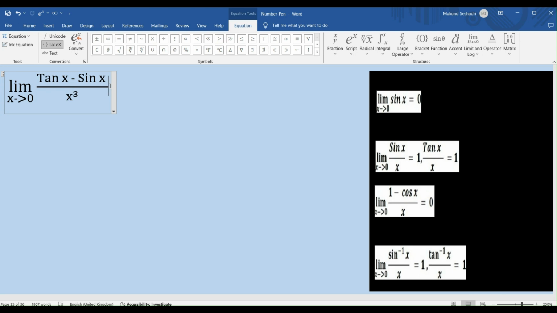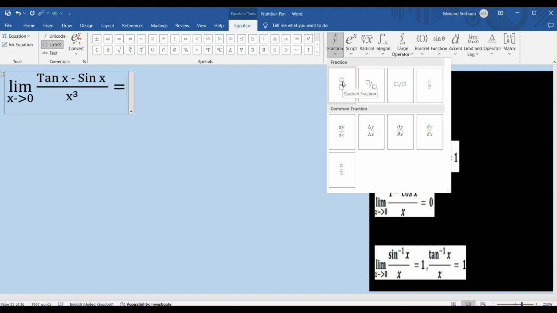So we have the problem on our screen. Limit x tending to 0, tan x minus sin x divided by x cube, right? And so what is tan x? Tan x is nothing but sin x by cos x, right? So let's write it that way and let's see what we get.